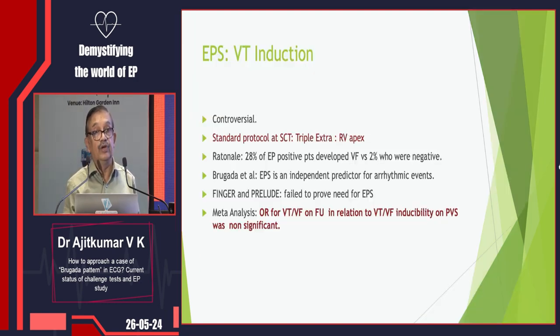Now, coming to VT induction, is there a role for VT induction and EP study? It is certainly controversial, but it has been a standard protocol in Chitra. We would do a triple extra from the RV apex. Now, what is the rationale? The rationale is that 28% of EP-positive patients developed VF, while only 2% of those who were negative did. Basically, this indicates the role of a negative predictive value.